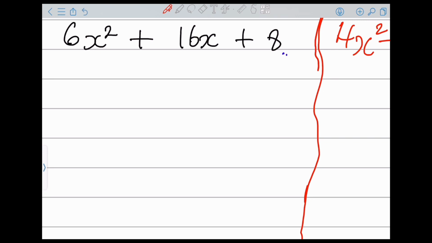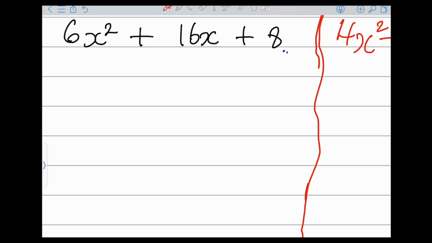But now, there's something we also have to do before we use the AC method. Before we do the AC method, let's check if we can factor something out first.